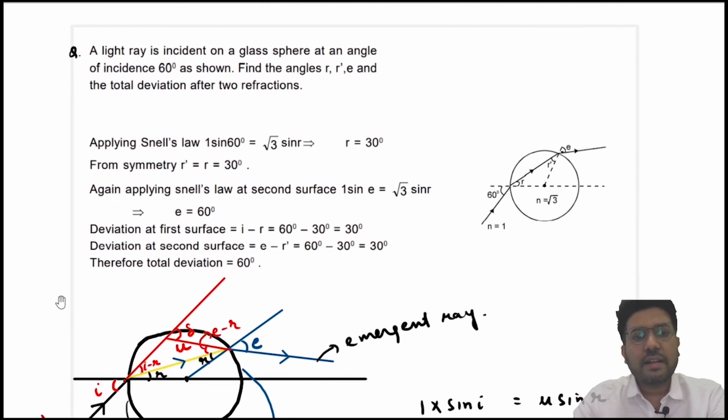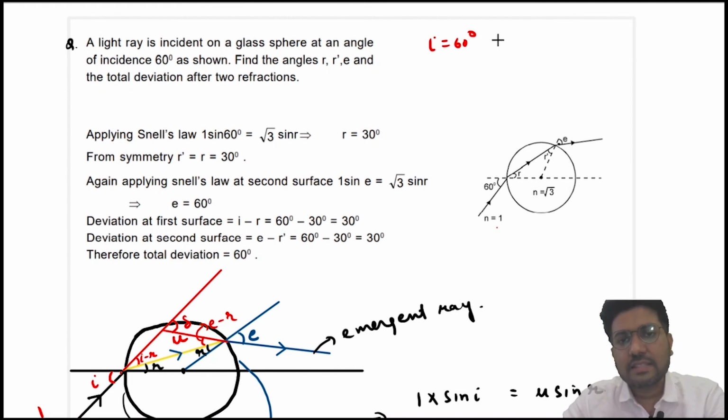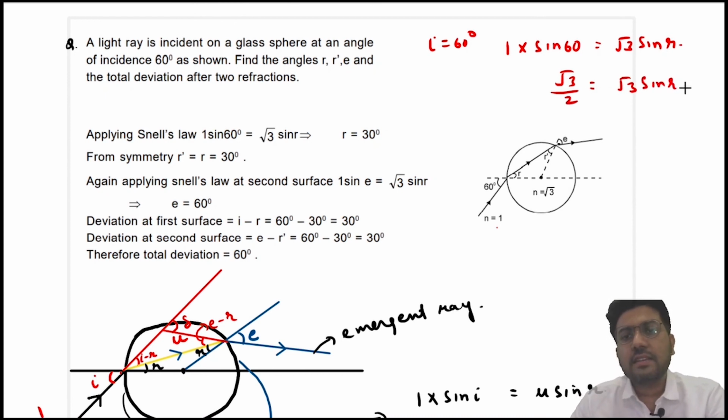Now if you look at this problem, they have given you the value of I. So I is 60 degrees, right? And they have given you the value of refractive index. So I will use Snell's law at this surface and write 1 into sine 60 is equal to root 3 into sine R. From here you can see sine 60 is root 3 by 2, so root 3 by 2 equals root 3 sine R. That means sine R is equal to half, which means R is 30 degrees.